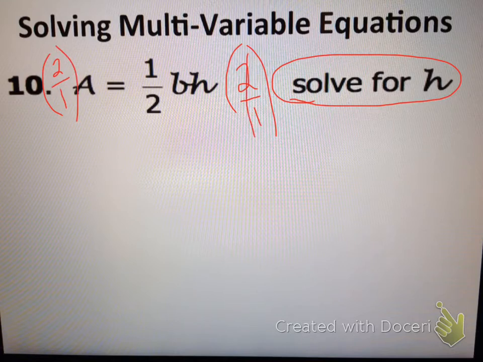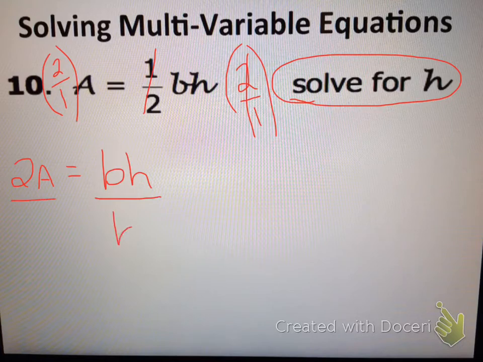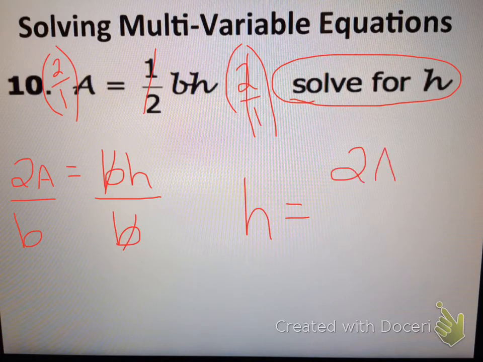This cancels our fraction out, and we'll basically have 2A is equal to b times h. Again, we're solving for h, so we have to undo our multiplication by dividing by b. The b's cancel out, leaving us with h by itself is equal to 2 times A divided by b. Now, pause the video and work on number 11.